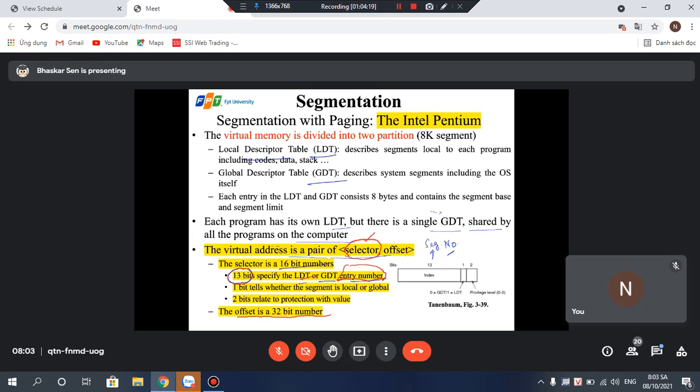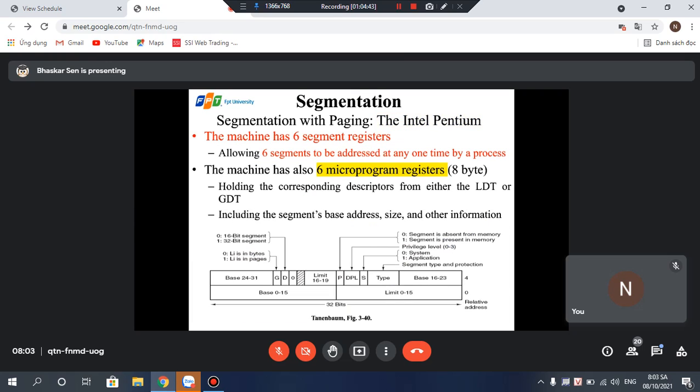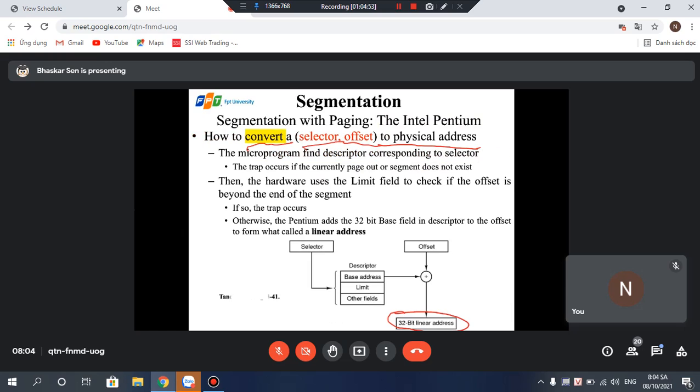It will be used as an index inside the LDT. 1 bit tells whether the segment is local or global, and 2 bits are for protection. The offset part is a 32-bit number. And the offset we don't have to touch. The offset will stay as it is. This is the virtual address that we have in the 32-bit register.